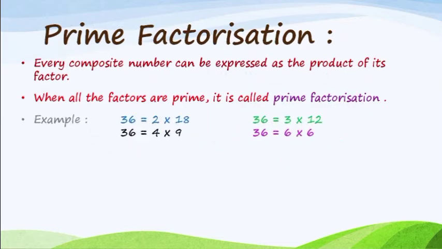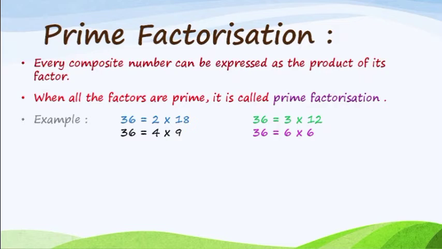I have taken the example of 36. I can write 36 in many ways. 2 into 18 is equal to 36. I can write 36 as 3 into 12, as 4 into 9, and as 6 into 6. So see, there are a number of ways to write 36.